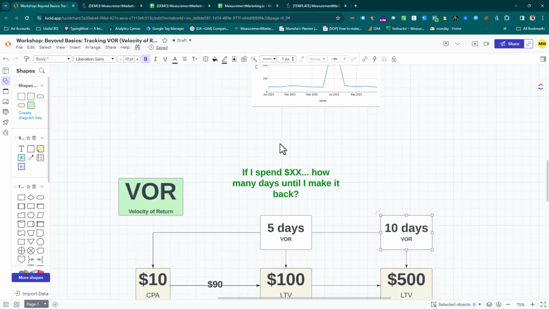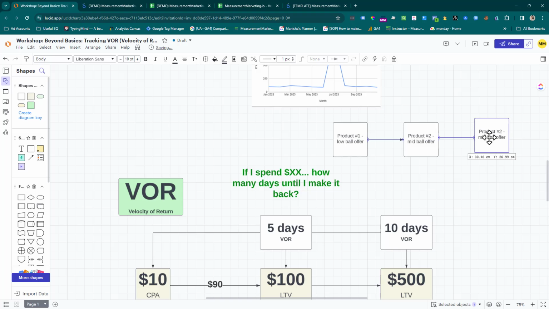I'm actually going to move up here and do this. Many of us have funnels where you start with product number 1, which may be the low ball offer, right? And then they get in, they do the thing, right? And then they go to product 2. I'm just going to draw this out here. Maybe this is sometimes the mid ball offer. And then sometimes there's what I like to call the flagship product, right? You go to the final product, right?